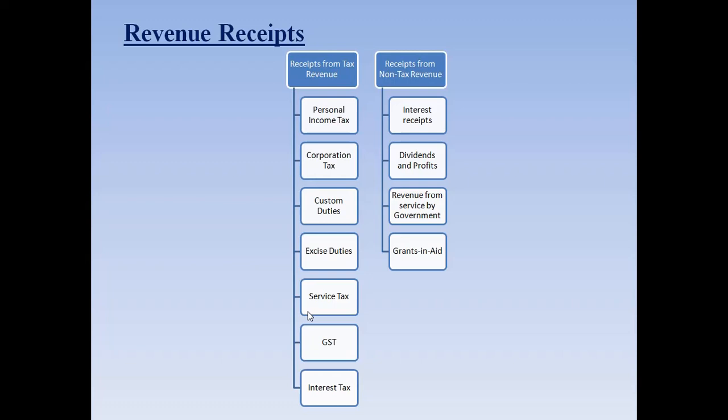Now the revenue receipts for the tax revenue are income tax, that is your personal income tax, which is applied in India according to the Income Tax Act 1974, but it has been amended many times, you know that, right? The next one is the corporation tax or simply corporate tax, then the custom duties, excise duties, then service tax, GST, and interest tax.